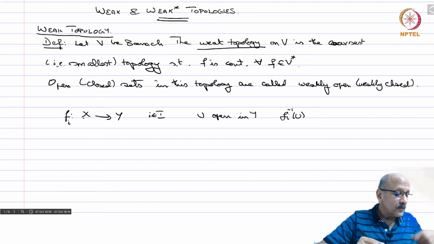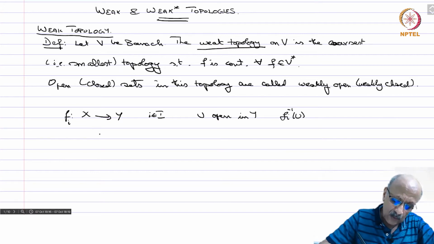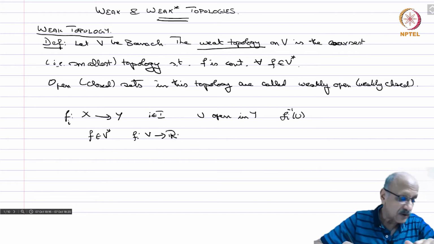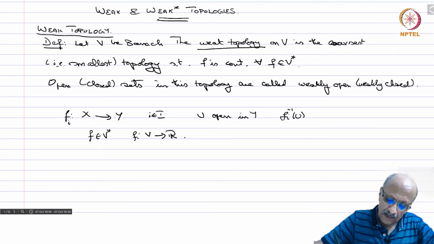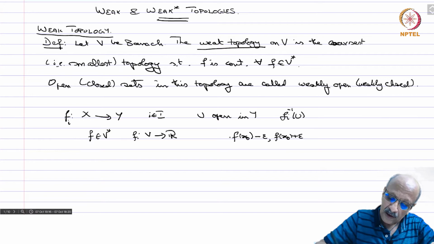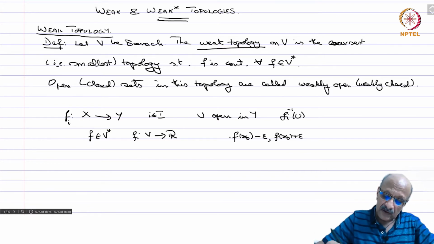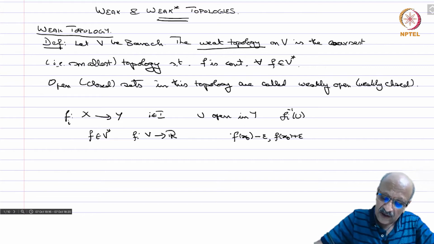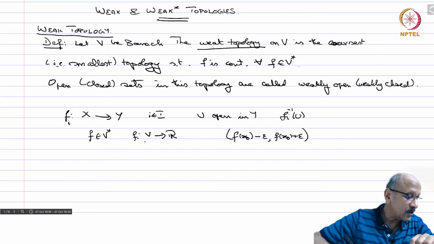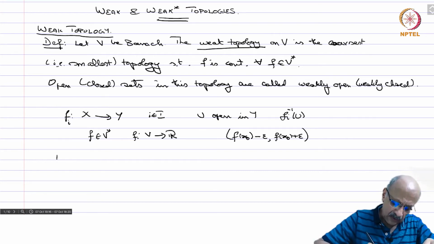Okay, so therefore the basic open neighborhood. Here we are taking Y equals R. So we have F in V star, F goes from V to R, or C; whatever I am saying for R works for C also. So what is a neighborhood here? If I take x naught, then x naught goes to F of x naught. So we will take a neighborhood F of x naught minus epsilon, F of x naught plus epsilon, and all inverse images of this should be open, and then you must take finite intersections of such sets, and that will constitute a basic neighborhood system at each point, and then from this you can construct the rest of the open sets.